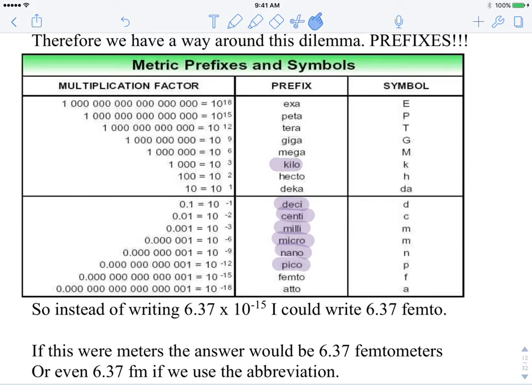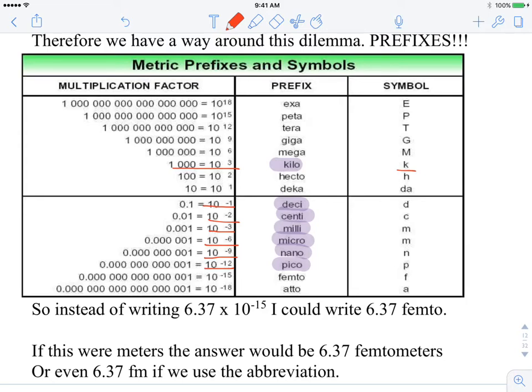Now, if you notice here, there's the prefix kilo. Kilo is the prefix for 1,000. There's the prefix deci. Deci is 1/10. Centi, 1/100th. Milli, 1/1,000th. Micro, 1/1,000,000th. Nano, 1/1,000,000,000th. Pico, 1/1,000,000,000,000th.